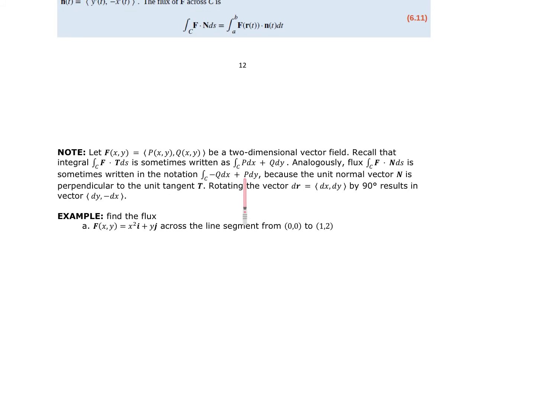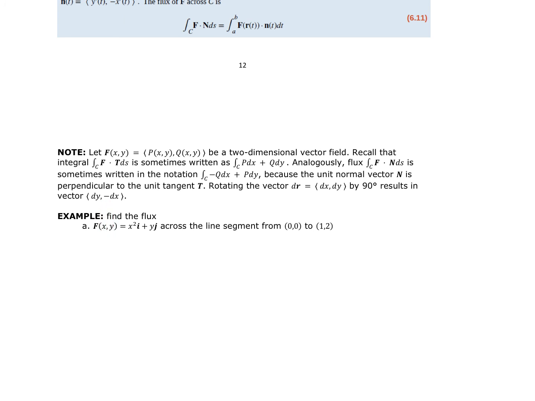Sometimes you might see it noted as this. So we have the flux written as negative q dx plus p dy here. Because the normal unit vector is perpendicular to the tangential vector, then dx becomes dy, and dy becomes negative dx, with a negative on the dx by convention.